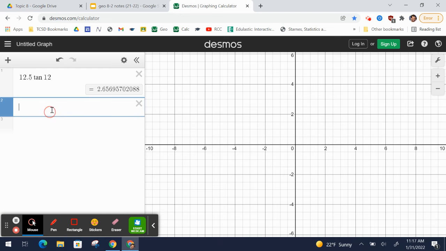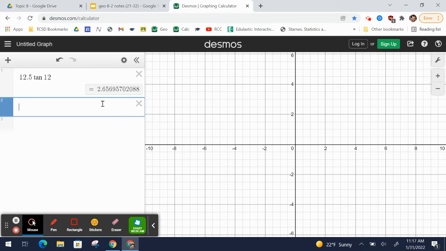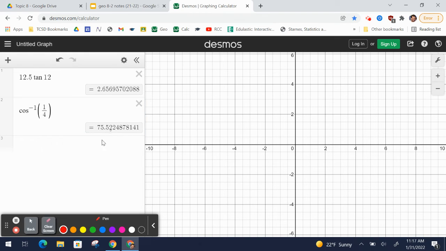All right, so going back to Desmos. So again, make sure you're in degree mode. We are. Okay, so I'm going to type in cosine. I'm going to raise it to the -1st power. Again, that's just notation. And in parentheses, I'm going to do 1 divided by 4. And this is an angle measure. This is what angle A is. We'll round to 1 decimal. So the measure of angle A equals 75.5 degrees. The 2 does not change the 5. And there we go.